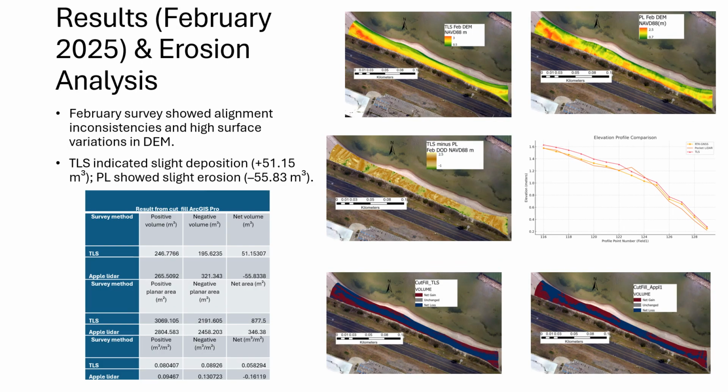So this can introduce more challenges, as we can see in the DEM that it introduces more noise. For February, TLS showed slightly more accretion while pocket lidar showed erosion. So there are some inconsistencies. I believe that it is due to the February scan being a larger area and a wider field. Going back and forth, there is more error.